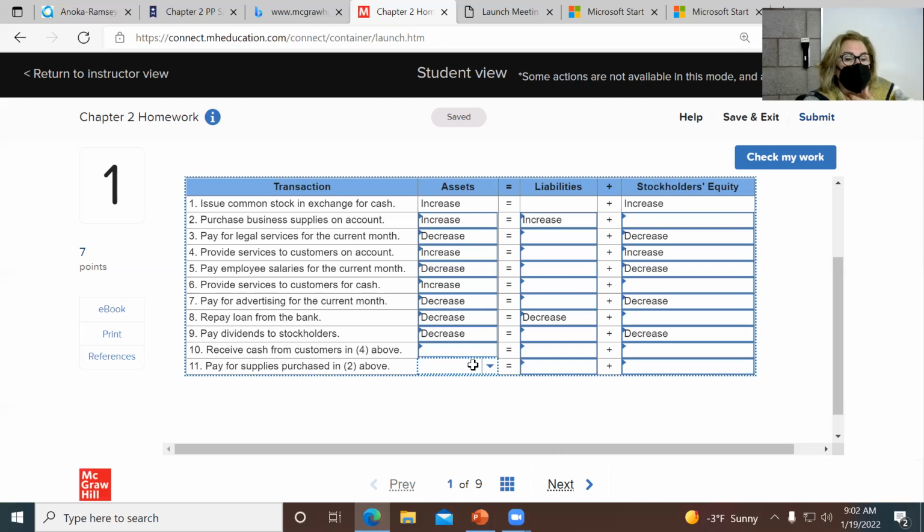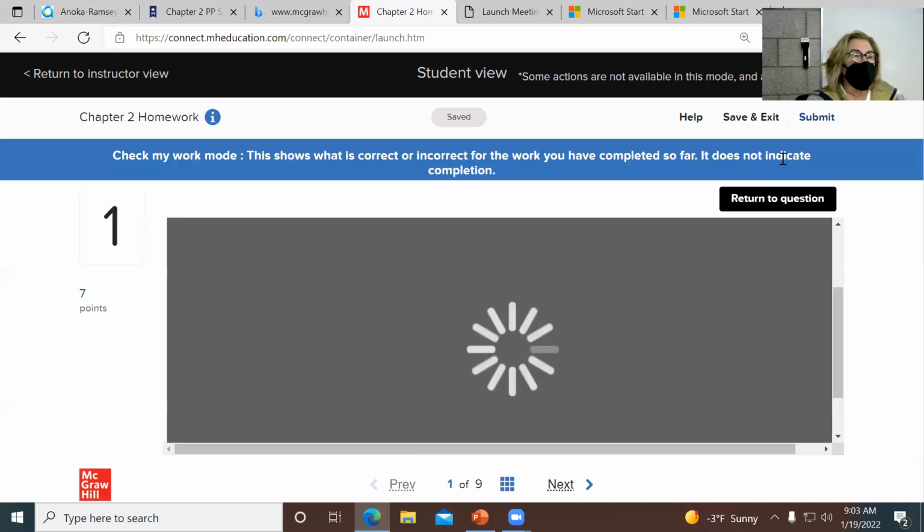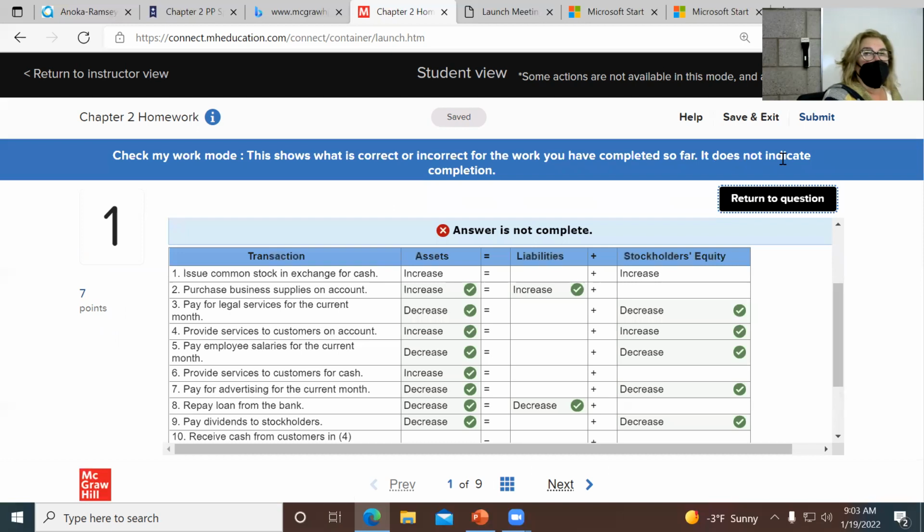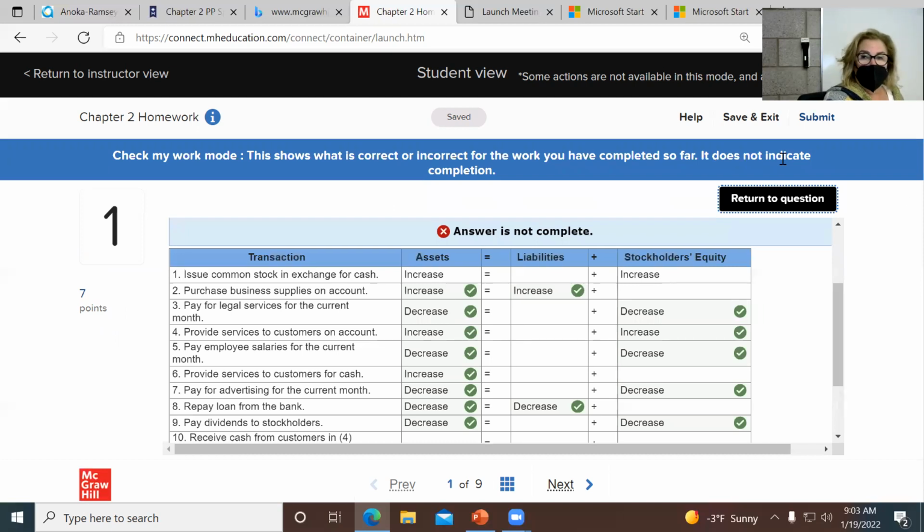And then when we pay for supplies purchased up here on account, when we pay with cash, it decreases, but our liability also decreases, doesn't it? We don't have that liability anymore. Okay.